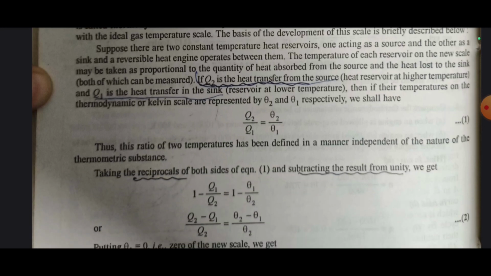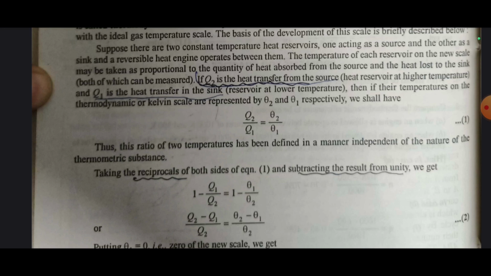Suppose there are two constant temperature heat reservoirs, one acting as a source and the other as a sink, and a reversible heat engine operates between them. The temperature of each reservoir on the new scale may be taken as proportional to the quantity of heat absorbed from the source and the heat lost to the sink.